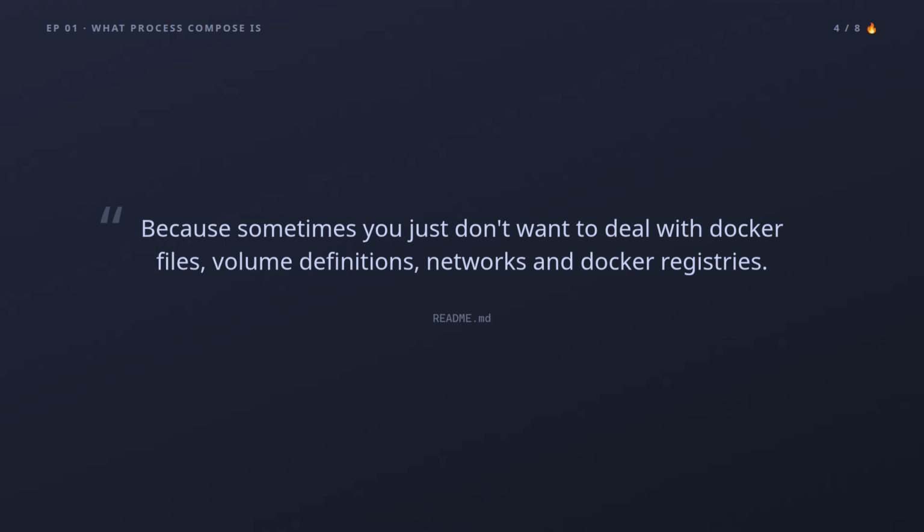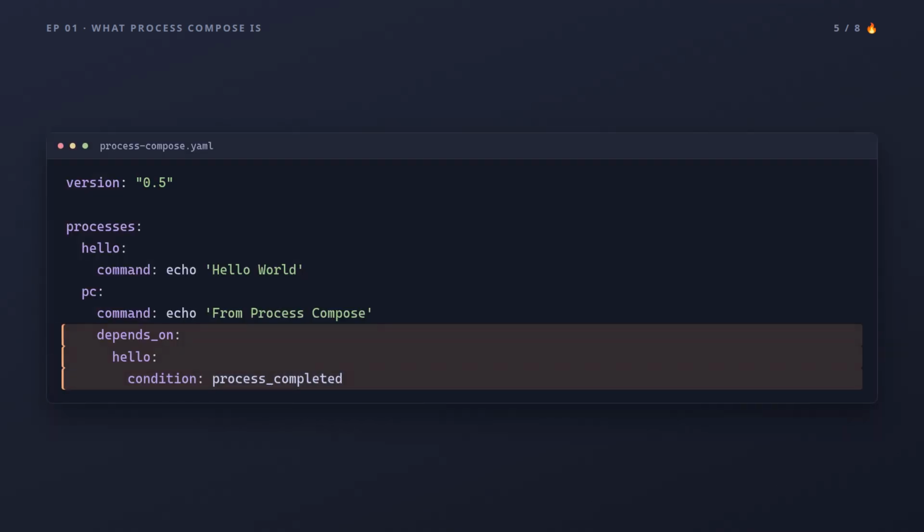The project's README puts it plainly. Process Compose is a single Go binary with no runtime dependencies. You describe your processes in a YAML file and run one command. This is a complete working config. 2 processes, and the second one waits for the first to finish before it starts.